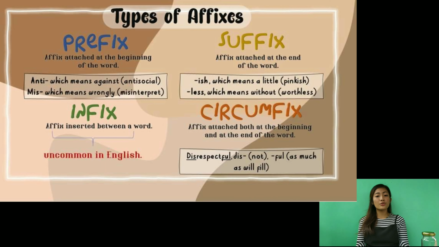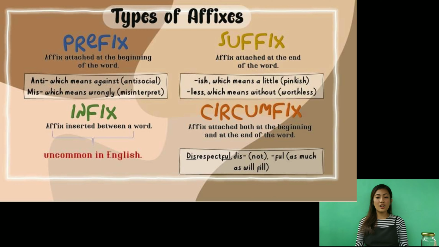Now let's move on to the 2 uncommon types of affixes, which are the infix and circumfix. So for the infix, it is not common in English. So this is an affix inserted between a word. This type of affix is common in Filipino. Example is like kumain. So the infix there is the um, which is attached in, or inserted in the middle of the word. So this type of affix is not common in English.